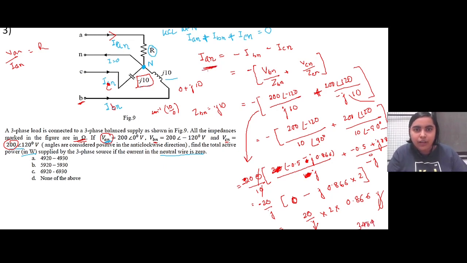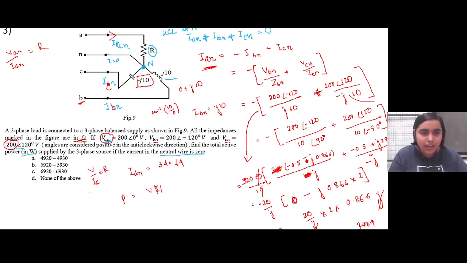So you have now calculated IAN, which is 34.64. You can either directly calculate the power by multiplying V into I, or you can compute the resistance by dividing V by IAN and calculate using I square R. Since we already have the phase voltage and phase current, and we have to calculate only the real part of it, let us just calculate it.